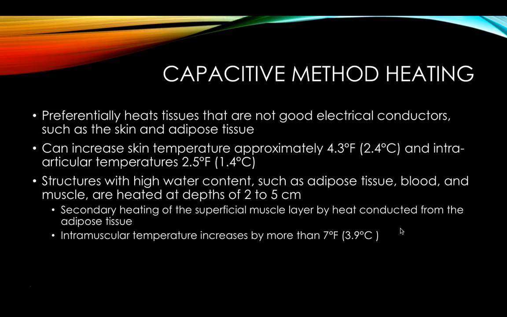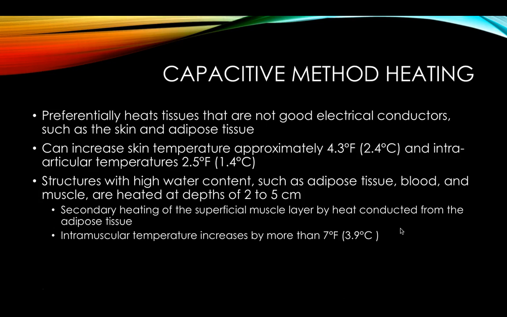With our capacitive method, this is going to heat tissues that are not good electrical conductors, skin and adipose tissue especially. So in this case, we're actually going to raise skin temperature much more so than in our inductive method. So we get that skin temperature increase of approximately 4.3 degrees Fahrenheit, and intra-articular temperature increases of about 2.5 degrees Fahrenheit. This is again usually at depths somewhere between 2 to 5 centimeters.